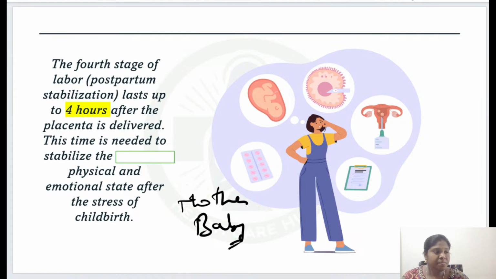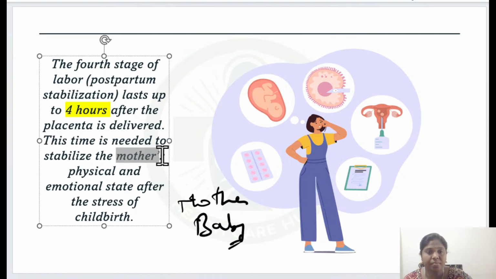Yeah, Suha. Yeah, exactly. It lasts up to 4 hours, the fourth stage. So we will be mainly focusing on the mother. Subbu Karthi, Simji Raju, Sitti, Tamil Selvi, Divya Konda, yeah, so on the mothers.